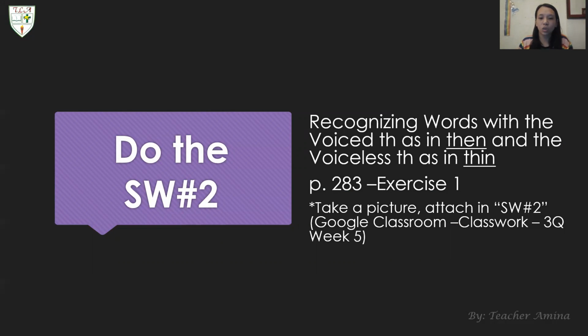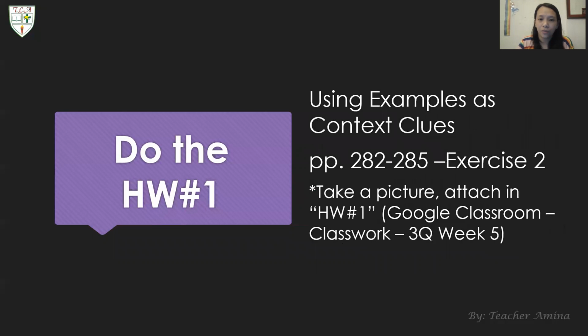These are your assigned tasks. You will have just one seat work, which is about recognizing words with the voiced TH as in then and the voiceless TH as in thin. That is on page 283, exercise 1. Okay, take a picture and attach in seat work number 2 under 3Q week 5. And for your homework, that is about using examples as context clues, found on pages 282 to 285, exercise 2. Take a picture of that and then attach in homework number 1 under 3Q week 5.